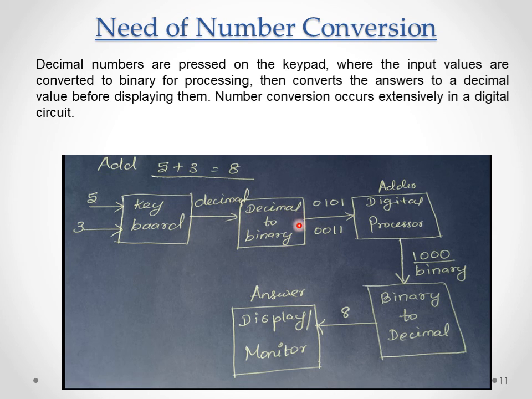So we are going to convert this decimal to binary by using decimal to binary converters. For this reason we are using number converters. So the corresponding 5 is equal to 0101 and 3 is equal to 0011. The plus sign and equal sign also have equivalent binary codes, I am not representing them here. Then these binary values are processed in the digital processor, for example an adder. This is for the addition process, so I am using an adder. Here it will add 5 plus 3.